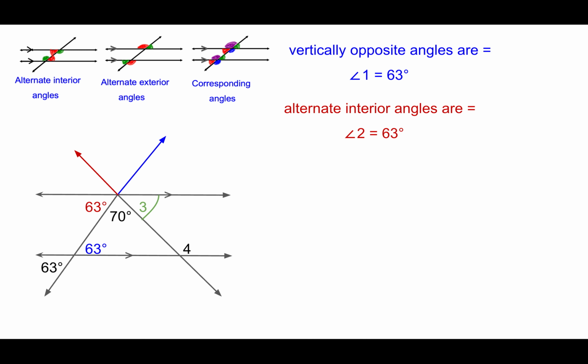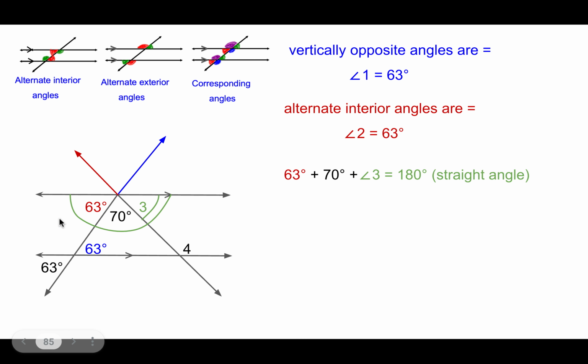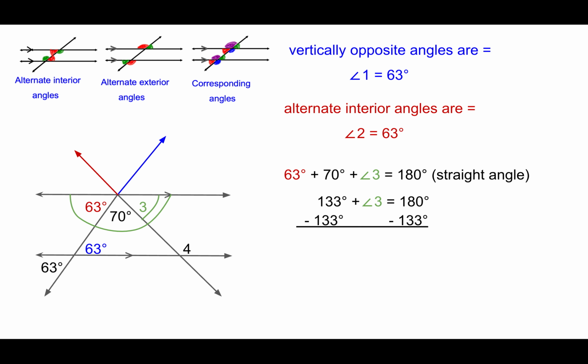Now let's look at angle 3. Angle 3 looks like it would be a straight line if I could add it to 70 degrees and 63 degrees. So these all together equal a straight line. And straight lines are 180 degrees. We call it a straight angle. So the sum of those three angles is 180 degrees. If I add my 63 and 70 degrees, I get 133 degrees. I subtract that from each side, and angle 3 then would equal 47 degrees.